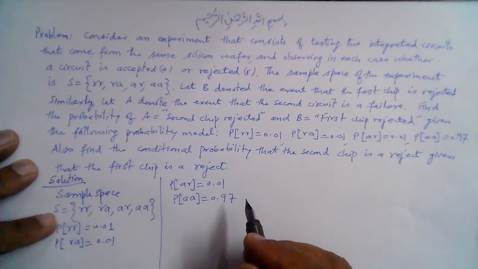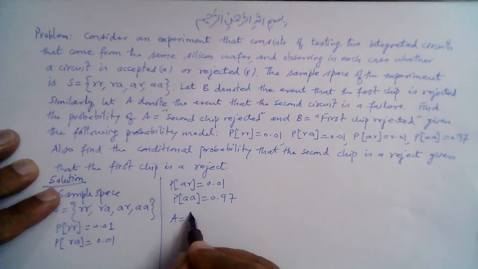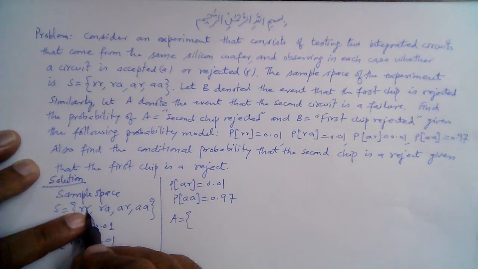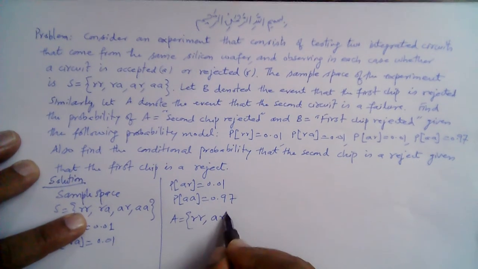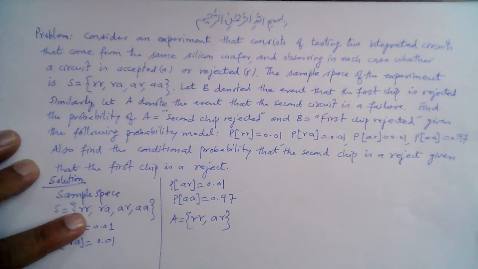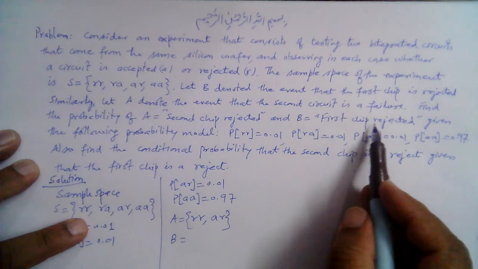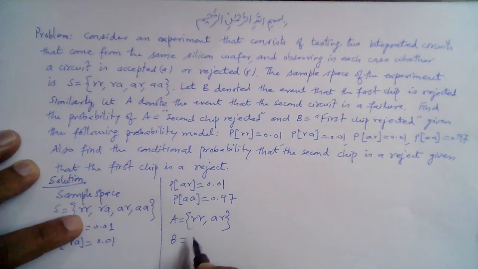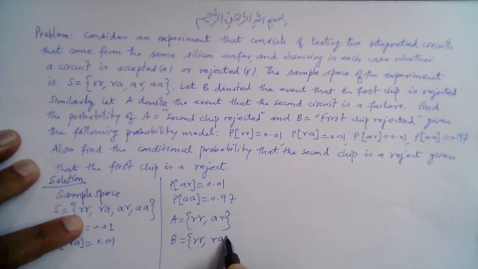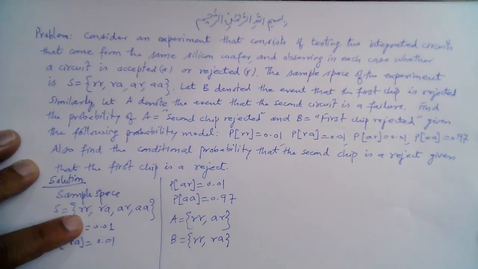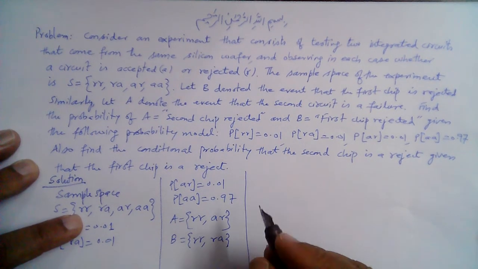So now the event A is the second chip rejected. It can be expressed mathematically. The second chip is R here at the second place and R here at the second place, so it comprises these two outcomes, right? And the event B is first chip rejected. So R at the first place here, RR, and then RA. Mathematically speaking, this is the event B. So we are going to find the probabilities of event A and event B, right?